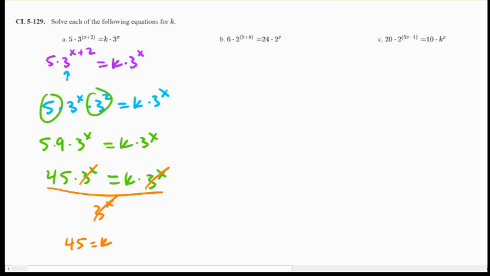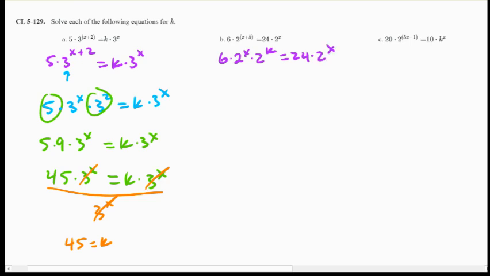Second one here, I'm going to do the same idea. So I'm going to break it up. 6 times 2 to the power of x times 2 to the power of k equals 24 times 2 to the power of x.